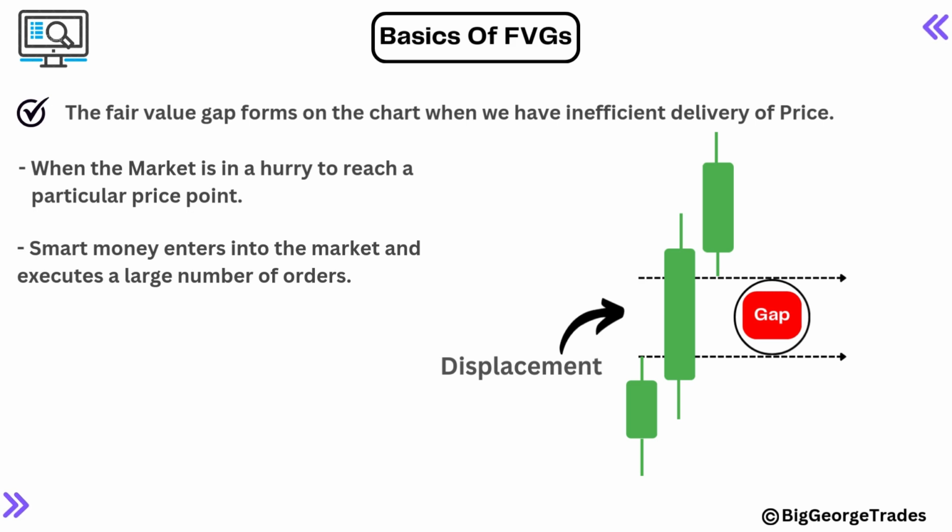So a fair value gap is mostly identified on the chart with three consecutive candles, with the main focus on the middle one, without the neighboring candles to the middle one touching each other. So we draw a horizontal line across the body of the middle one straight through the wicks of the neighboring candles. So that's how we identify fair value gaps on the chart.